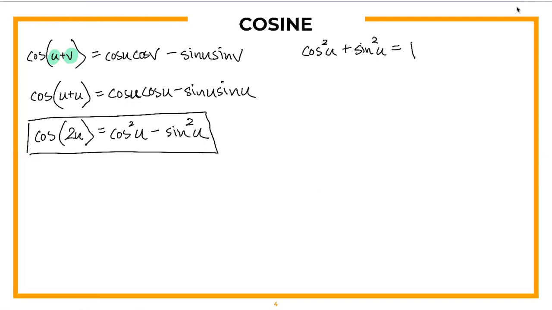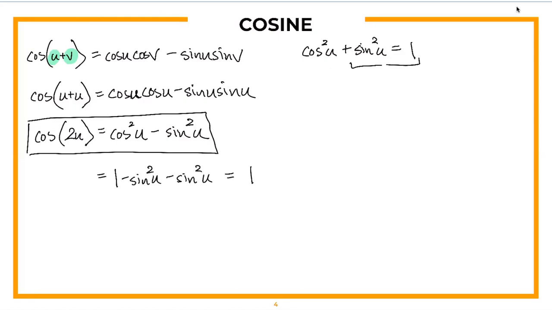So one of the things I can say is everywhere I see a cosine squared, I can replace it with 1 minus sine squared. So that will give me 1 minus sine squared minus sine squared, which gives me 1 minus 2 sine squared u. And that is another version of the cosine double angle identity.